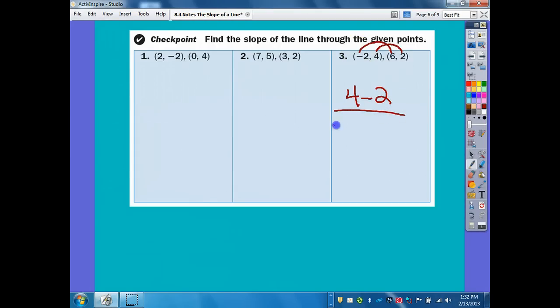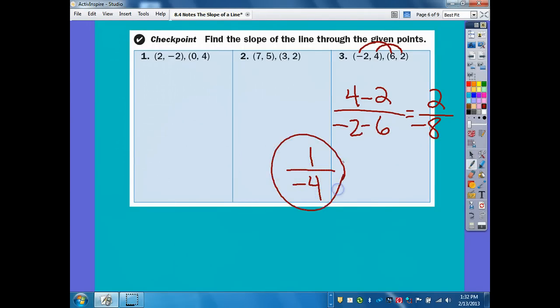Negative 2 minus 6 goes on the bottom then. Simplify, what is 4 minus 2? 2. Positive or negative? Positive. Good. A positive 2 over? Negative 8. Excellent. Negative 8. So now what does that simplify to? 1 over negative 4.